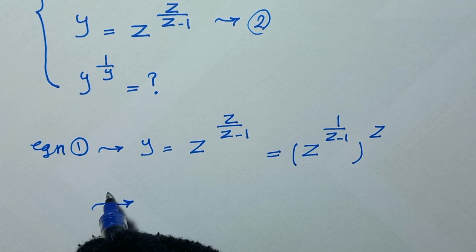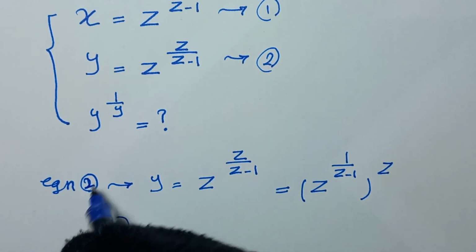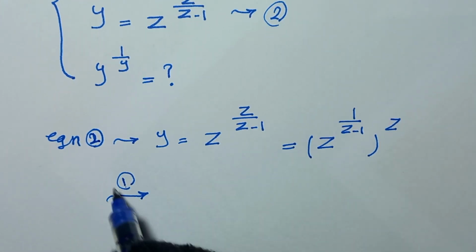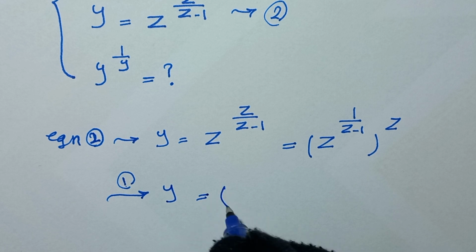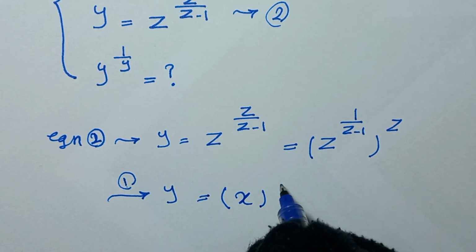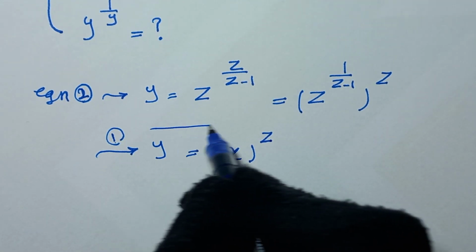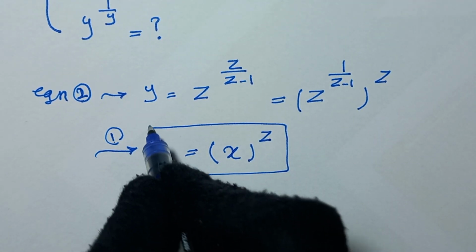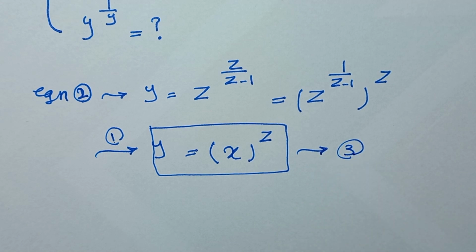So, from equation 1, this is equation 2. From equation 2, we write this, and from equation 1, y is equal to, this is x. So, x to the power of z, right? And we let this be equation 3.